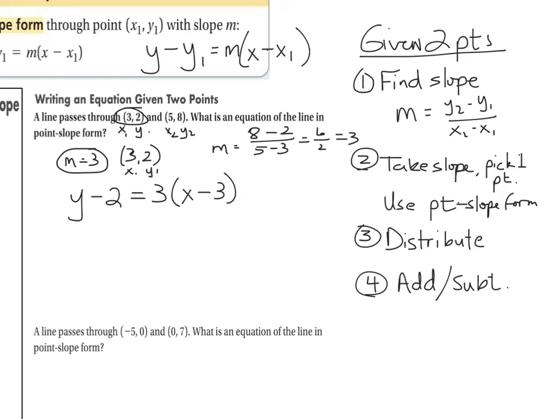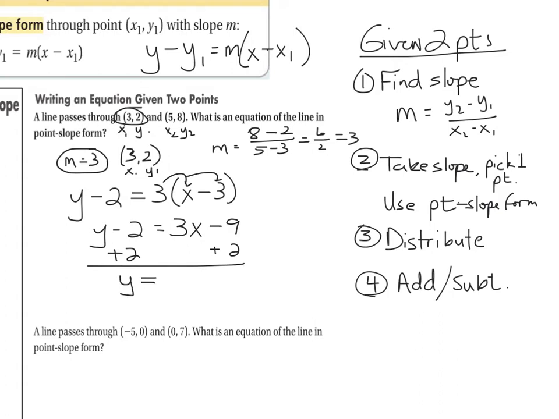From here, it's just like the previous problem where I'm going to distribute. So now I'm on step 3, where I'm distributing the 3. So this is y minus 2 equals 3x minus 9. Then I want to get y by itself, so I either add or subtract depending. Because it's negative, I'm going to add 2. And then y equals 3x minus 7. Again, at the end, my equation is always going to be in slope-intercept form.